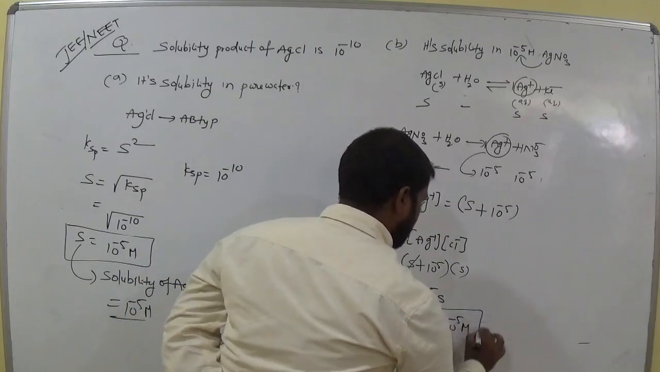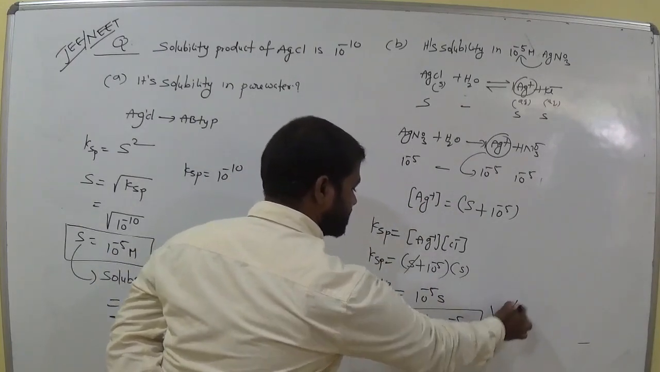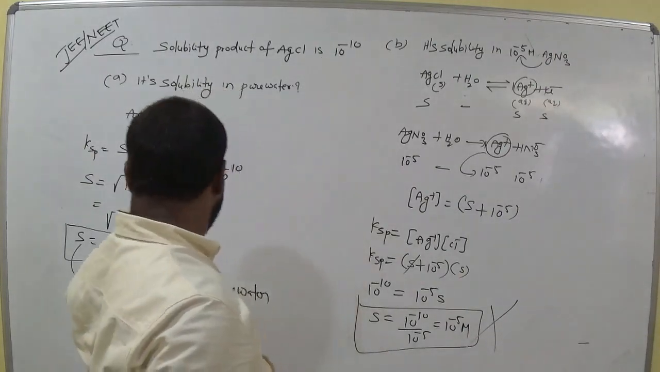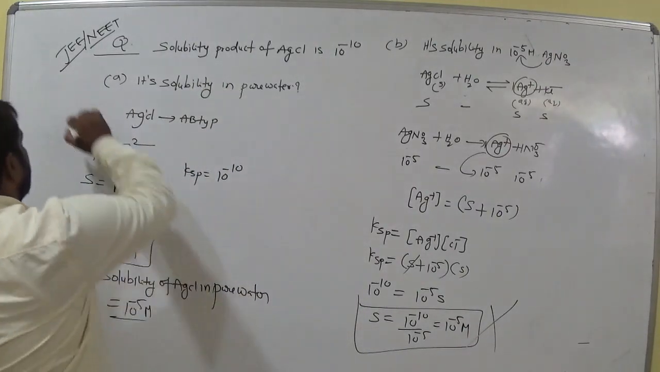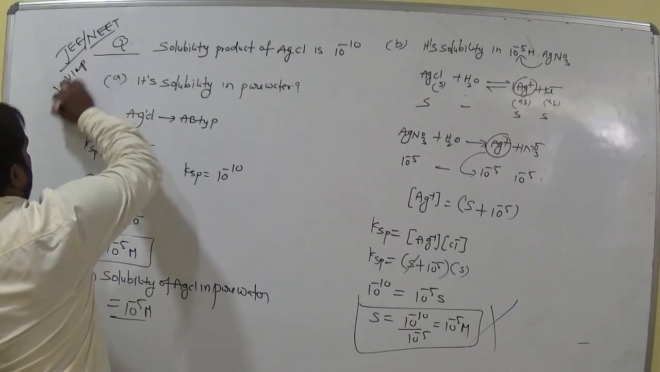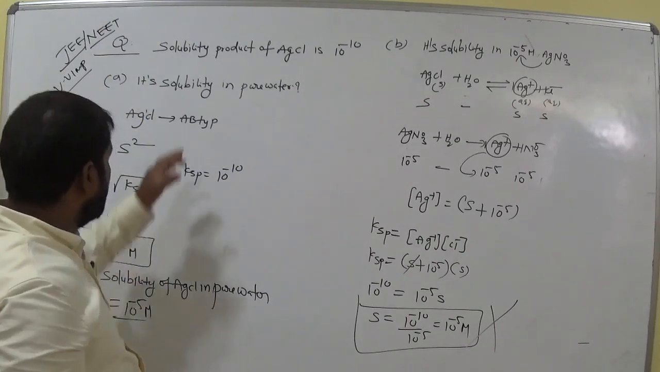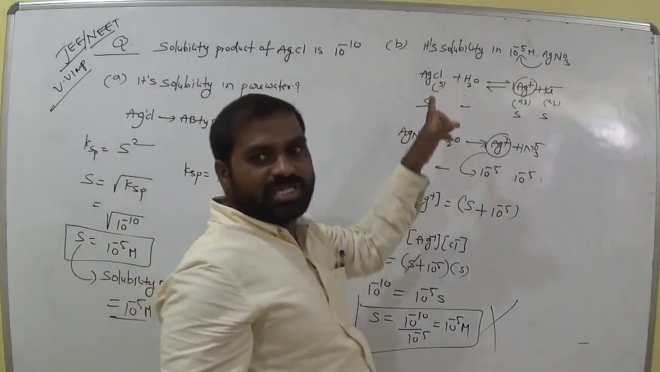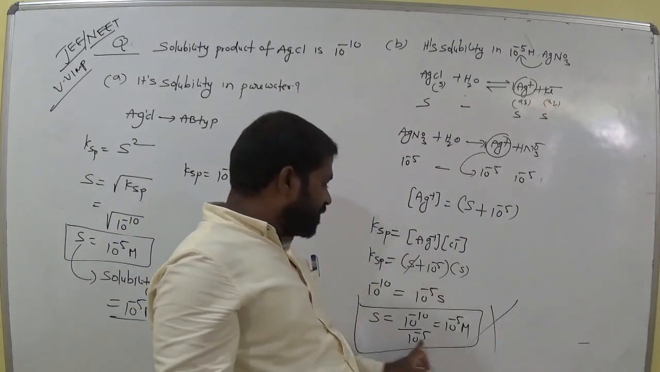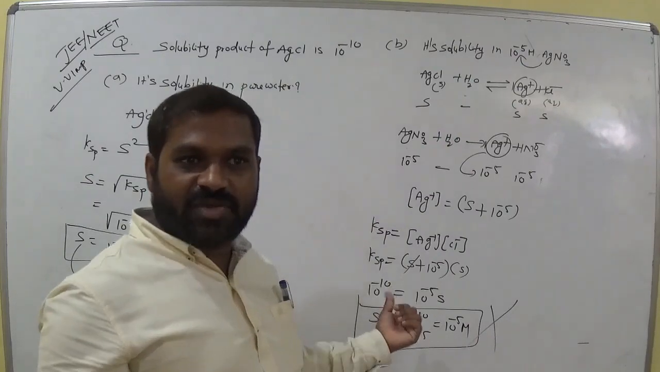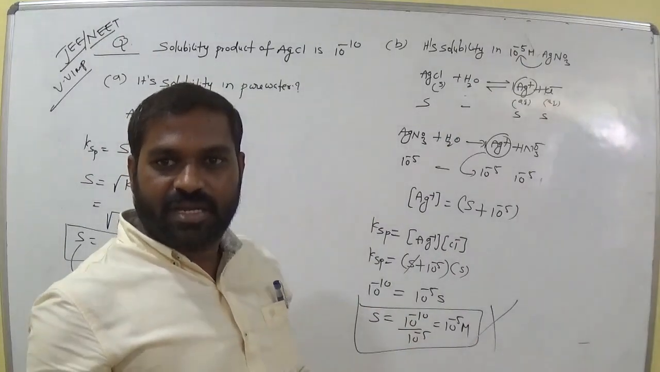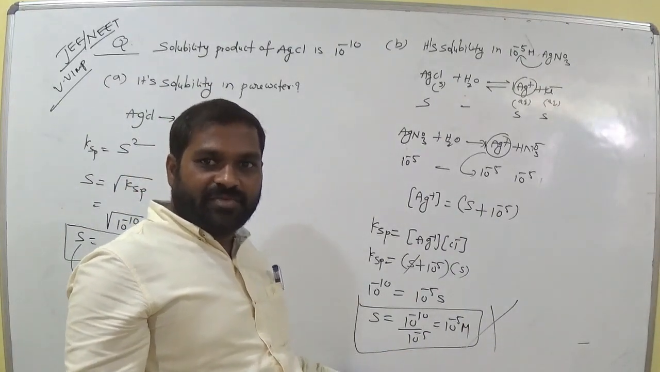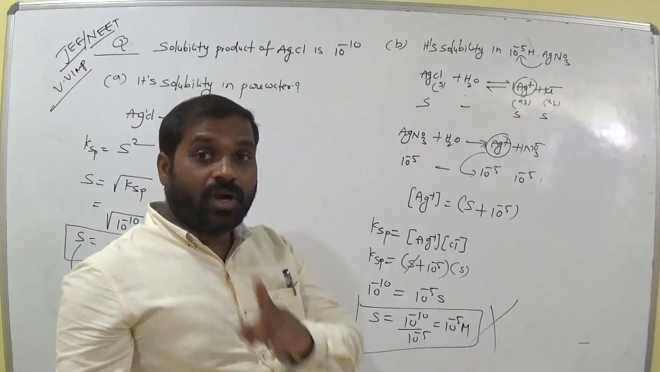So this is wrong. This method is wrong here. Why? Because solubility in pure water is 10 power minus 5. Remember this, very very important. Solubility in pure water is 10 power minus 5. After adding AgNO3, the solubility is also 10 power minus 5, the same. There is no change. Actually, its value should decrease, am I right? By the common ion effect. So there is no change here. Okay. In this case, we follow the quadratic equation.